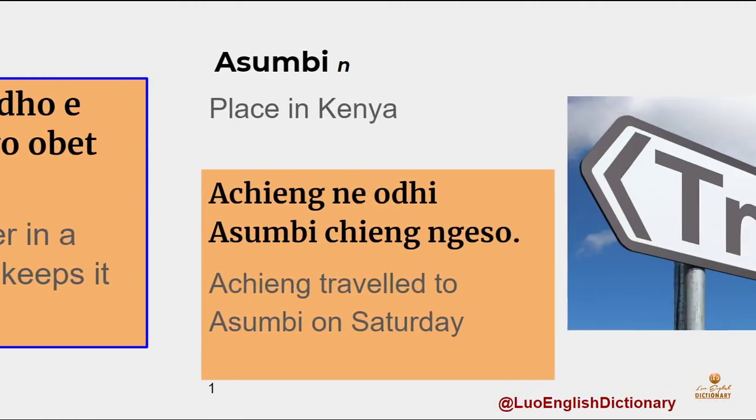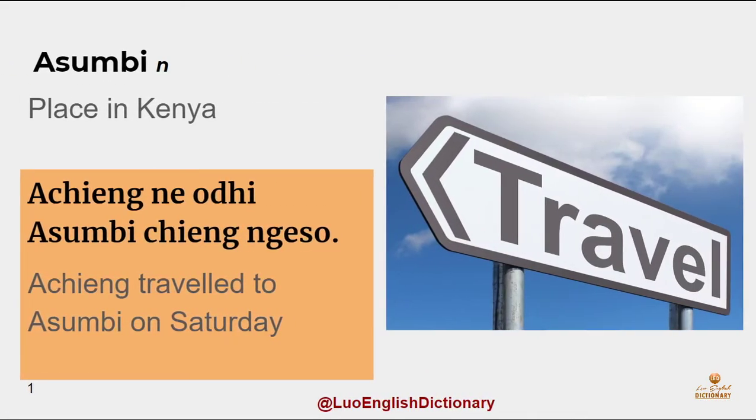Our second Asumbi is a place in Kenya. There's a place in Kenya called Asumbi. Achieng ne odhi Asumbi chieng ngeso. So that means Achieng traveled to Asumbi on Saturday.